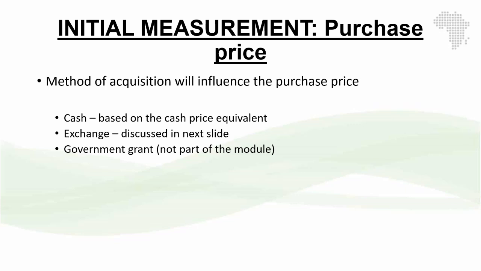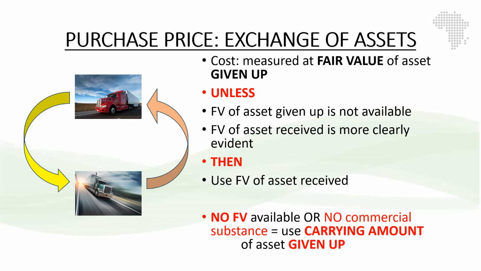So the way in which I obtain my asset will have an influence on the purchase price of my asset. It can be a cash transaction where we swap cash. It can be the exchange of different assets, and then it can be by way of government grant. So let's first look at the exchange of assets. IAS 16 always wants you to use the fair value of the asset given up.